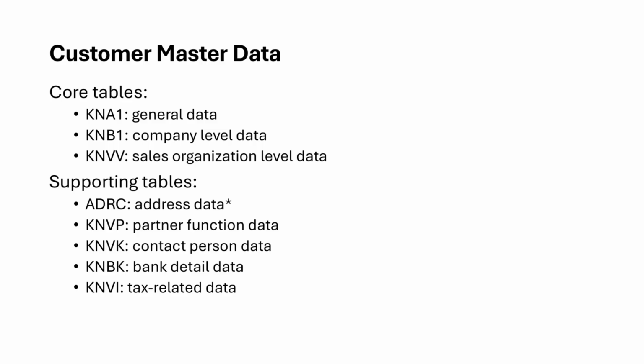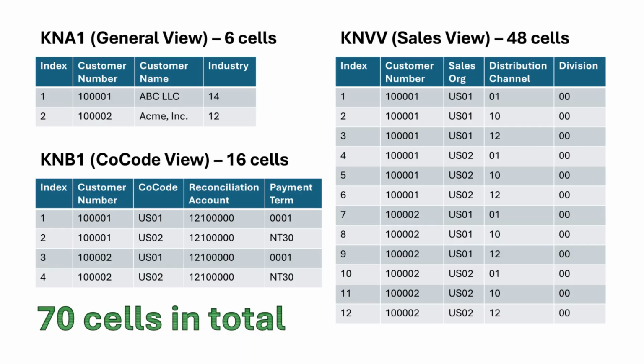Together, these tables provide a complete relational view of each customer, enabling accurate transactions to be processed and ensuring their compliance. Now you may question, why do we need so many tables to support the same master data? Let me show you through a quick illustration. As mentioned earlier, the KNA1 table contains customer general information.